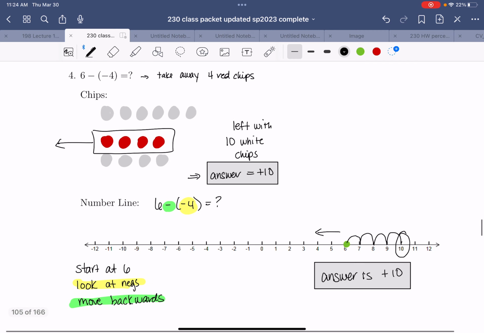Okay. So that's how we're going to work subtraction. We're going to use take away, and we can put in as many 0 pairs as we need until we can take things away. And when it comes to number lines, we're going to move backwards as opposed to forwards. Let's look at 2 more examples.